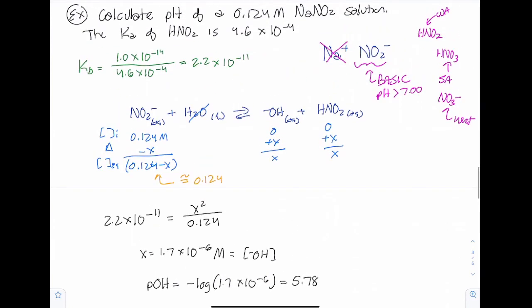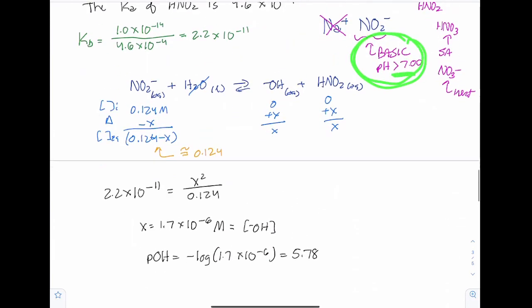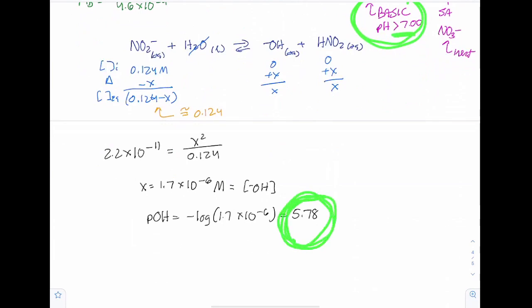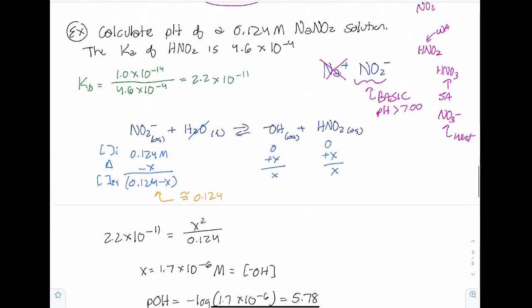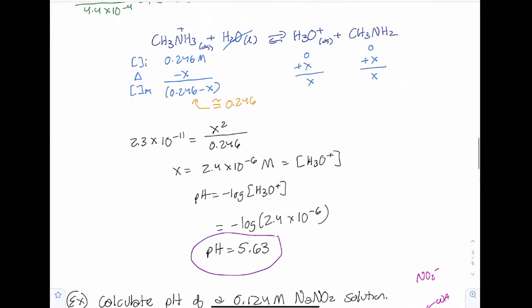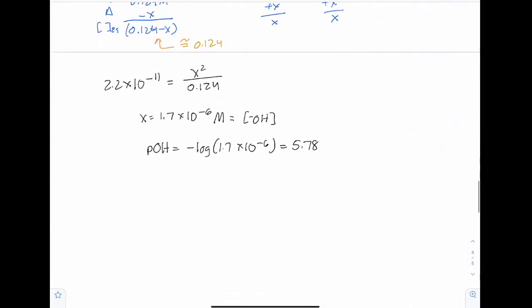But if you go back up, remember we said it's basic. We want our pH to be greater than 7. So if you circled this number that's less than 7, you should know that it's incorrect. We want a basic pH. This is an acidic pH, if it was my pH. It's not. It's actually my pOH because x is representing that hydroxide ion concentration. In the previous example, x represented my hydronium ion concentration. So do be careful on this.